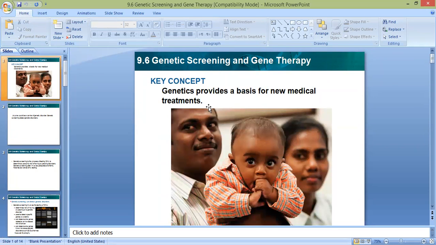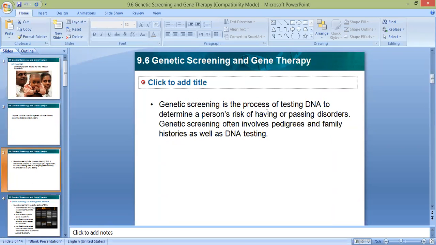We said in the genetic screening with gene therapy, this is the definition of genetic screening: the process of testing DNA to determine the risk of having or passing on a disorder. Because we said some people are carriers for certain disorders and they don't show the phenotype. So to detect whether there is a risk of passing this disorder or not, we use genetic screening. It also involves the pedigree, the family histories and DNA testing.